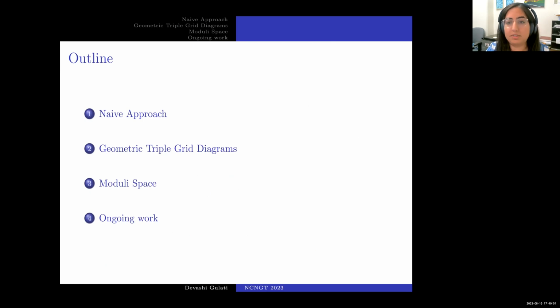For this talk, I'm going to start by talking about the naive approach one might take to try and search for triple grid diagrams and the difficulties with that. Then I will cover what geometric triple grid diagrams are, how they came about, and how they solve the difficulties of the naive approach. After which, I will discuss the moduli space of triple grid diagrams and some ongoing work related to defining triple grid moves. If you have any questions, please reach out to me or shoot me an email.